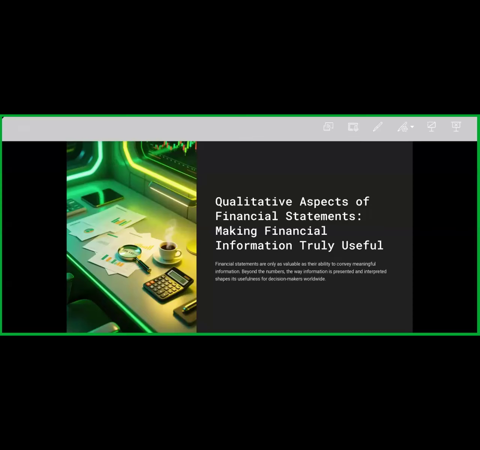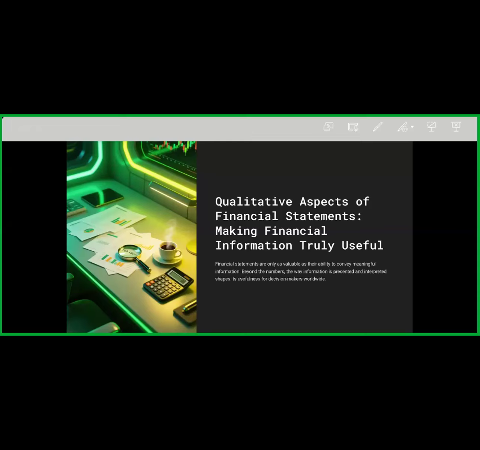Likewise, in cash flow statements, we check the cash flows at different intervals of the organization. And the last financial statement is the statement of changes in equity. In that statement, we check whether the equity of the owners or shareholders of the organization increases or decreases.